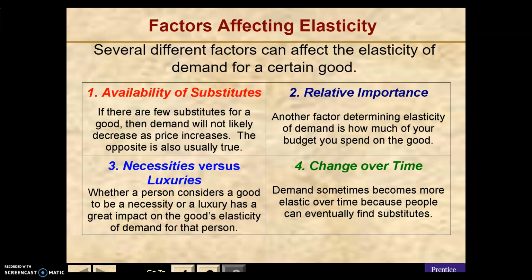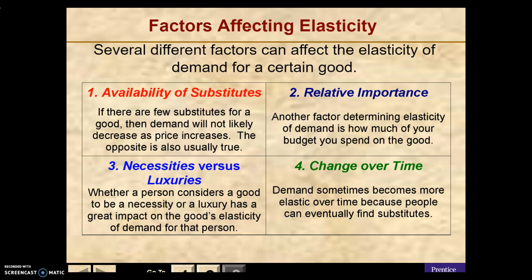Relative importance. So how much of your budget do you spend on the good? This is a good one for gas. To explain, gas is super important, right? And most of us use cars to get around, and even the ones of us who don't usually take a bus. So gas is important to our lives, and that affects, or even if you take the bus, the price of the bus fare may change. Well, not a school bus, but I'm thinking city bus.